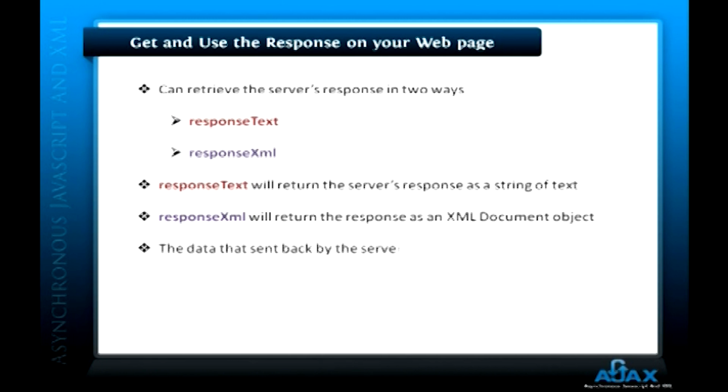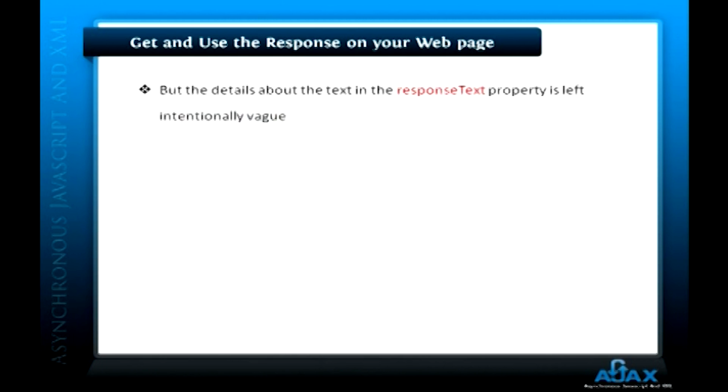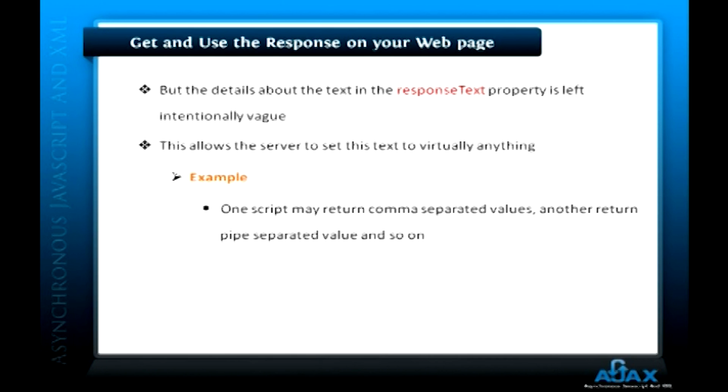The data that's sent back by the server is conveniently stored in the responseText property of the XMLHttpRequest object. But the details about the text in the responseText property are left intentionally vague. This allows the server to set this text to virtually anything. Say, for example, one script may return comma-separated values, another may return pipe-separated values, and so on. It's all up to the server.